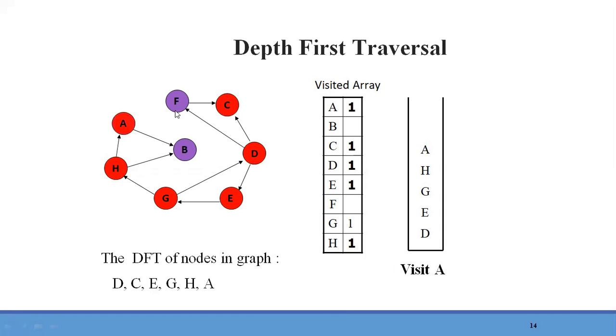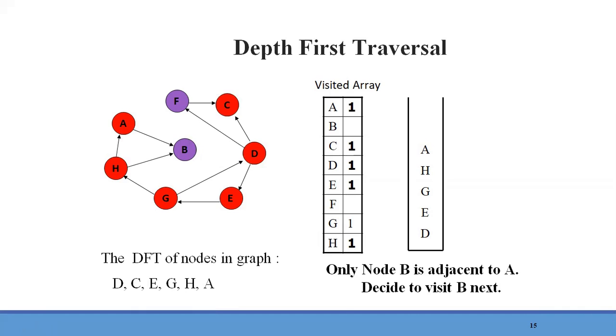Now look for the nodes which are adjacent to G and which are unvisited. So there are two nodes which are adjacent, H and D. Out of these, D is already visited. So we will select node H. So H will be added at the top of the stack, and here we will visit H, and H is displayed in the output. Now the top of the stack contains node H.